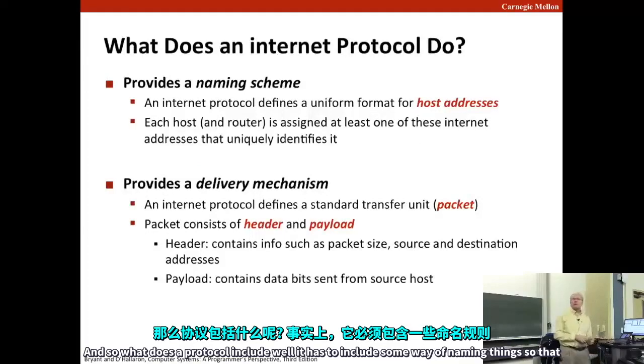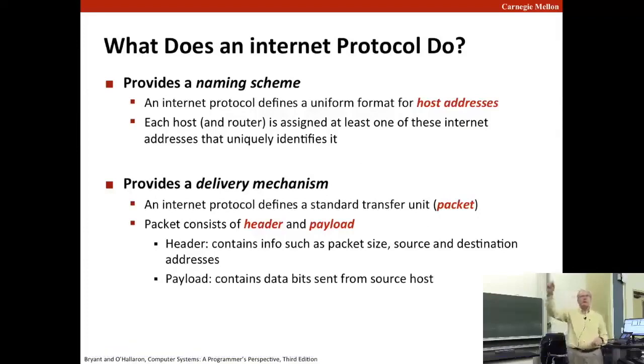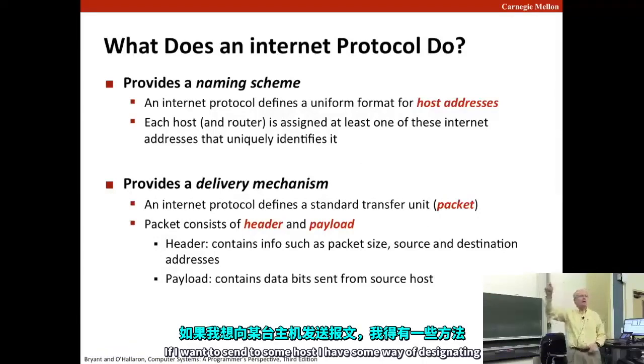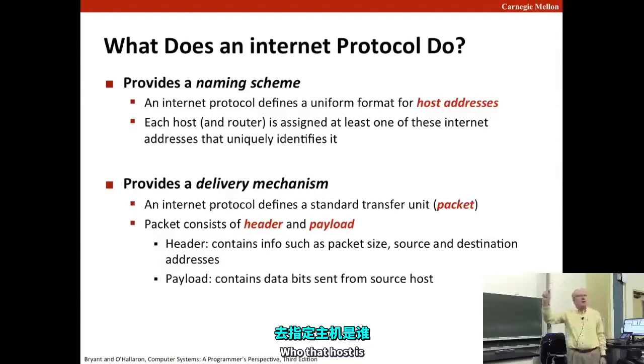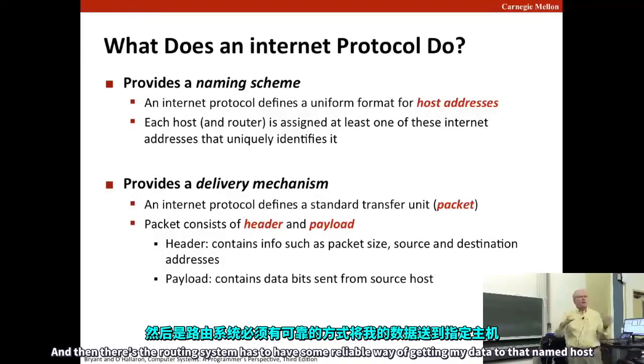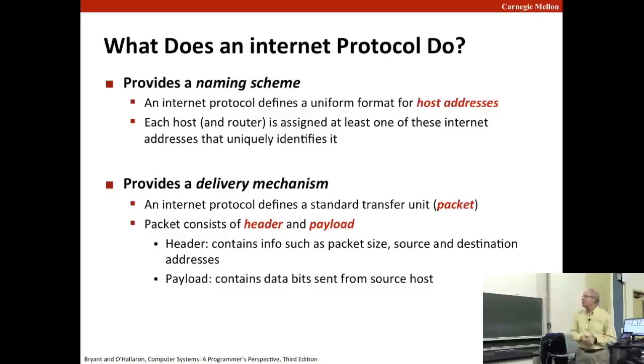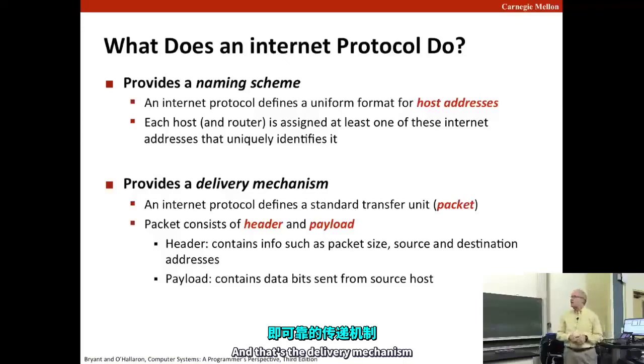And so what does a protocol include? Well, it has to include some way of naming things so that if I want to send to some host, I have some way of designating who that host is, and then the routing system has to have some reliable way of getting my data to that named host. And that's the delivery mechanism.